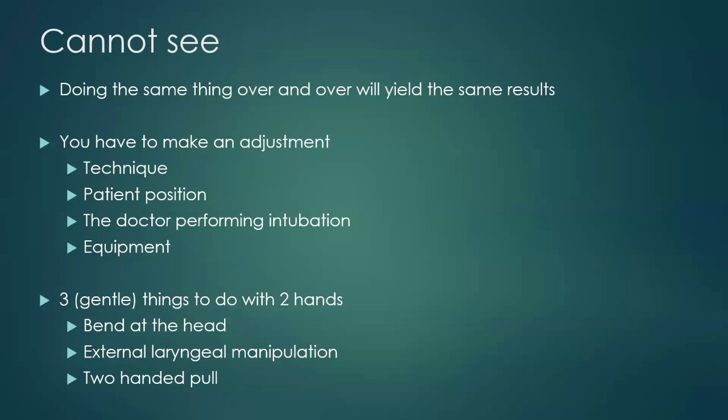And then the last thing to also look at is equipment. Is my laryngoscope the correct size? Is it the correct shape? Am I using a straight blade? Am I using a curved blade? Is it working? Am I using a bougie? Am I using an introducer? Do I know how to use a bougie? Do I know how to use an introducer?